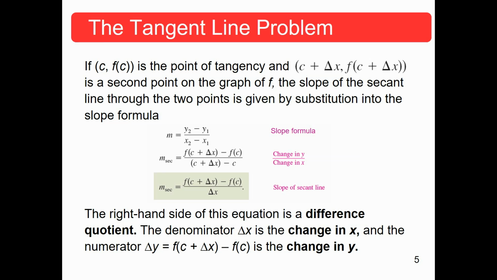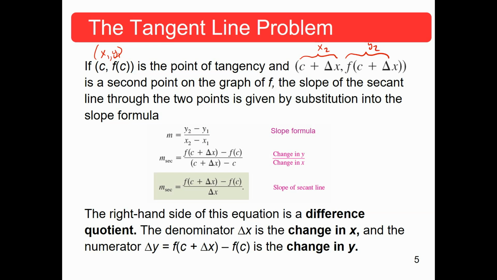So c, f of c, this is just the x and the y for the point of tangency, right? c and f of c, and then c plus delta x. We'll call this x1, y1, and this is x2, y2, right? So this is the point of tangency and some random second point. Now, the slope of that secant line through these 2 points is given by this slope formula, y2 minus y1 divided by x2 minus x1. That's your standard slope formula from pre-calc.